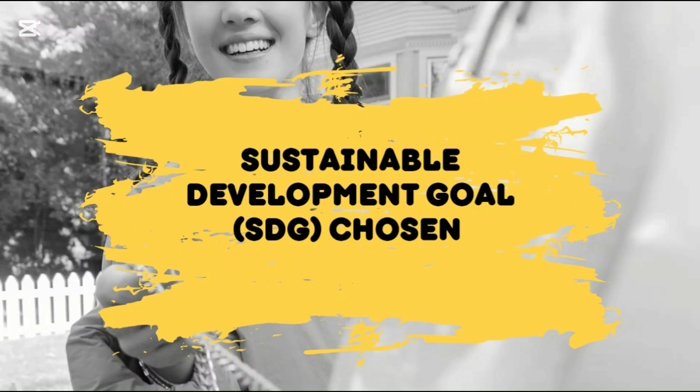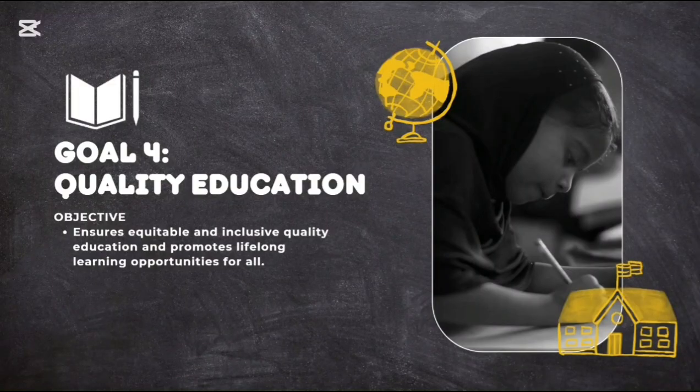Alright, I'm Vaishnavi and I'm going to talk about the Sustainable Development Goal, SDG, on a working model project, which is the nephron structure. The SDG chosen for this project is Goal 4, Quality Education. This goal ensures equitable and inclusive quality education and promotes lifelong learning opportunities for all, meaning that all children have equal opportunities to access quality education.